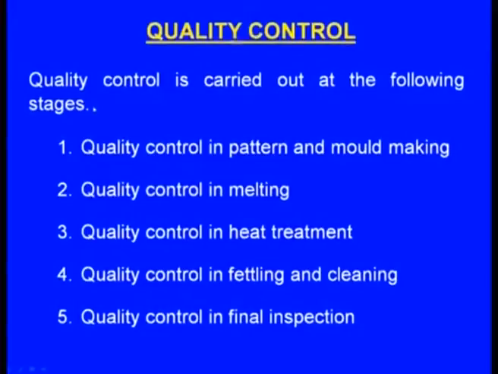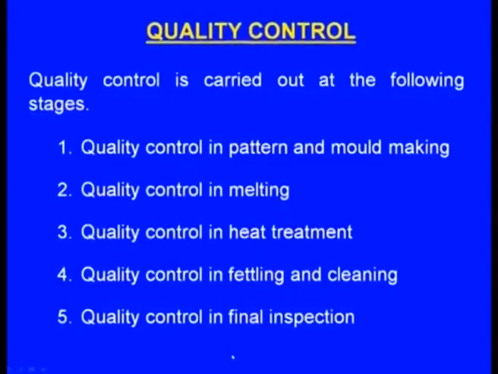Now, let us see the quality control. Quality control is carried out at the following stages: quality control in pattern making and mold making, quality control in melting of the metal, quality control in heat treatment, quality control in fettling and cleaning, quality control in final inspection. In all these cases the quality control has to be done.